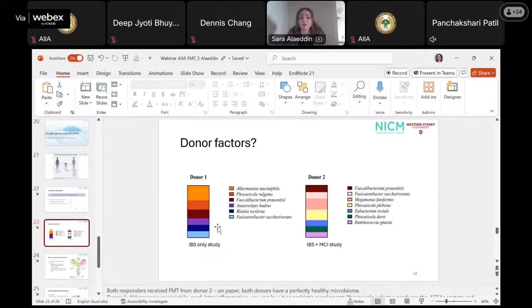As you can see, their microbiome profile looks quite different. However, when you look into the predominant species, these are all beneficial species. Some of them are short-chain fatty acid producers. So just based on this microbiome profile, they look perfectly healthy. Both were young medical students in their early 20s.